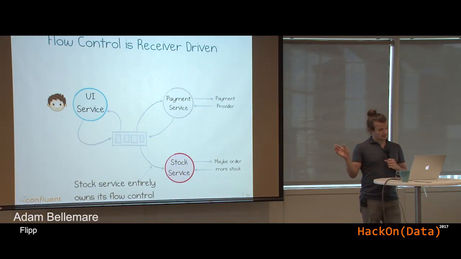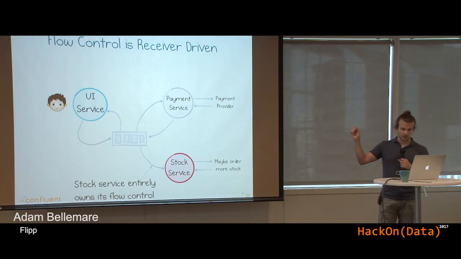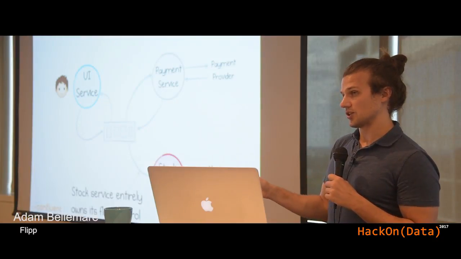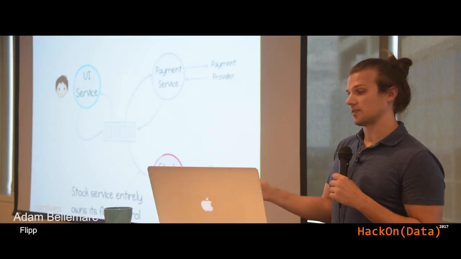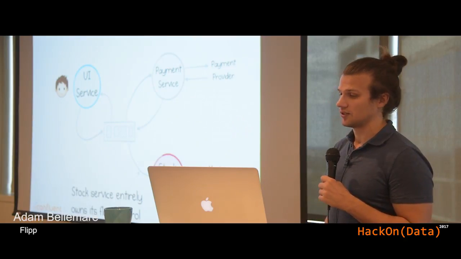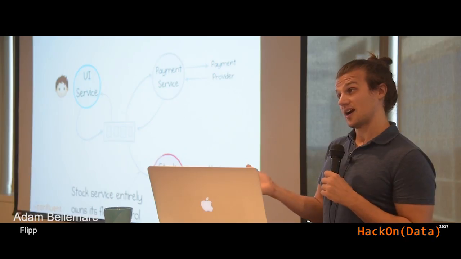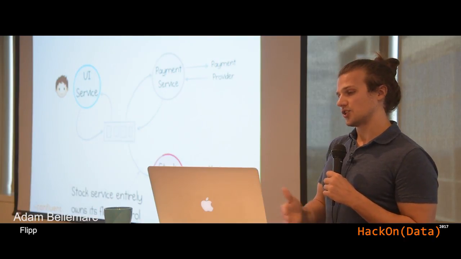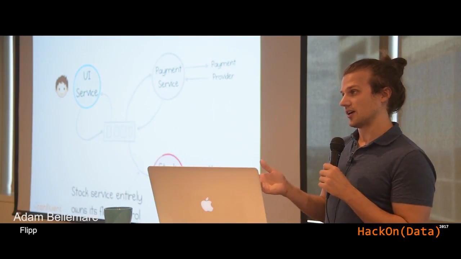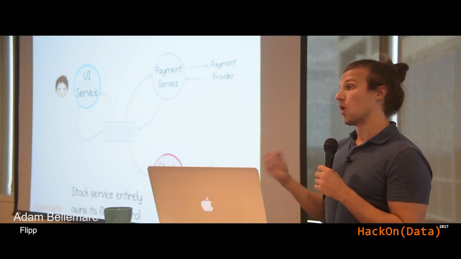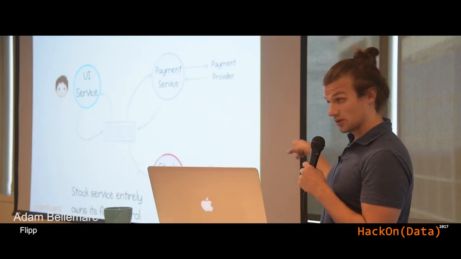One of the things here, like I mentioned earlier, is that the stock service will entirely own its flow control. So any changes to the payment service, we don't care about. They don't have to maintain an API. The only thing they have to do is respect the data contract. If they have to make a change, this is where Avro comes in. As long as they make a change that's what we call evolutionarily compatible, so sort of like adding a column or something like that, it won't have a negative impact on any of the downstream services.